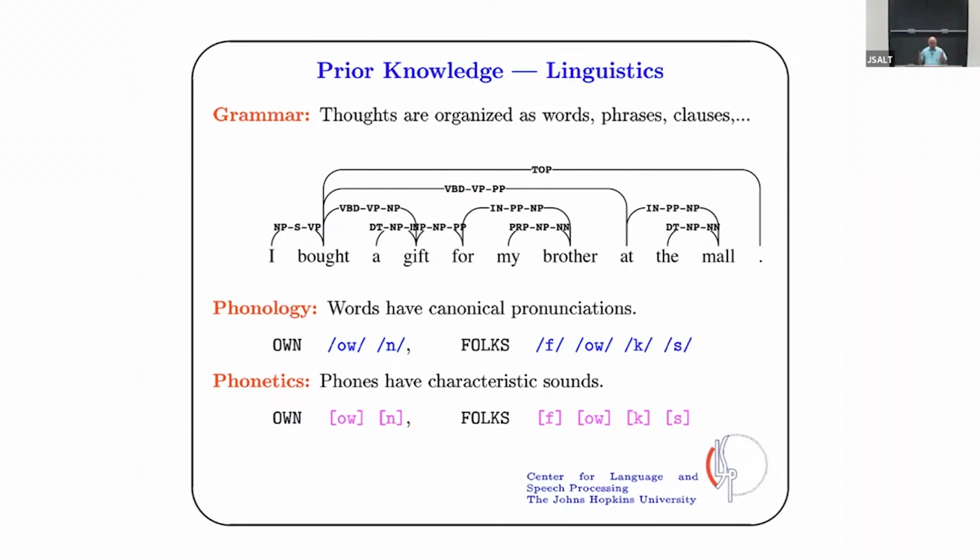Of course, these words are pronounced in certain canonical ways. So own is pronounced as O followed by N. Folks is pronounced as F followed by O followed by K followed by S. Right? So there are 4 sounds in it. And the O in own is nominally the same O as in folks. So these are phonemes. And of course, these phonemes have to be realized acoustically.